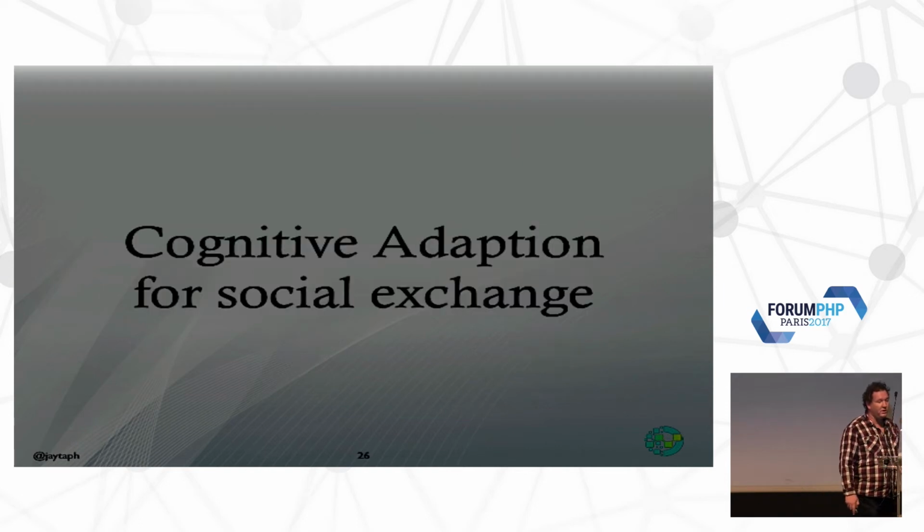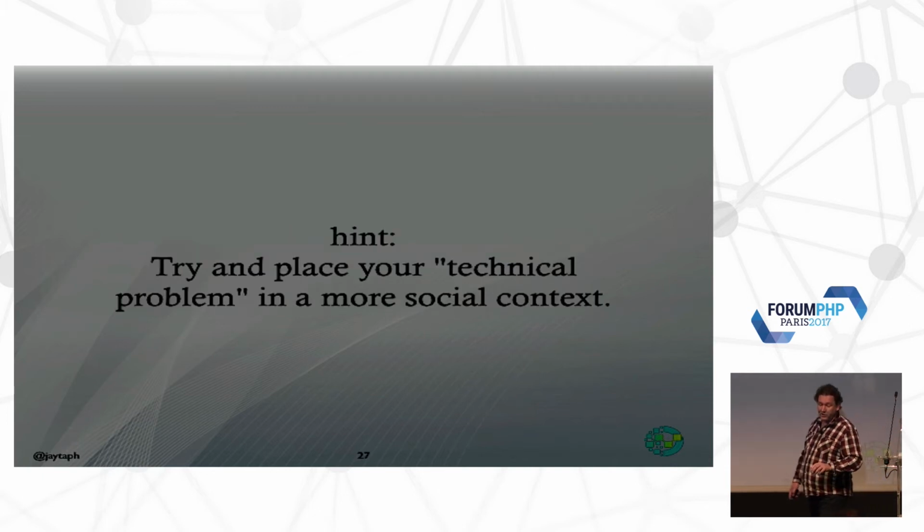This is what's called cognitive adaptation for social exchange. And it's basically trying to place your technical problem in a more social context. If I talk to managers, to customers, I try to think of the technical problem I have and put it in a more social context. For instance, I work a lot with managers, so I usually use very, very small words.